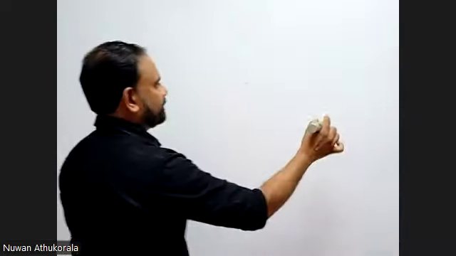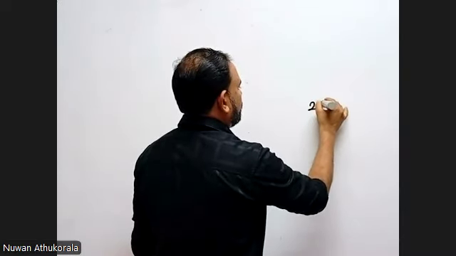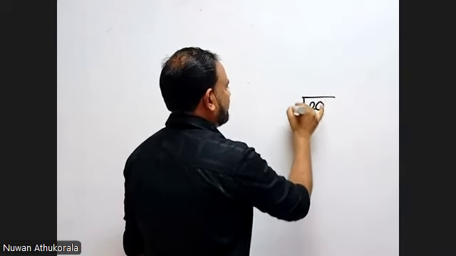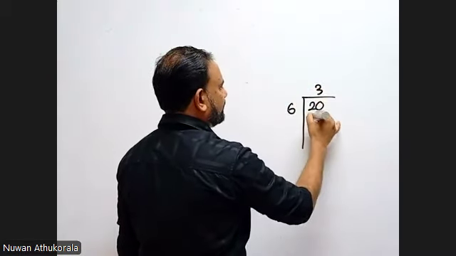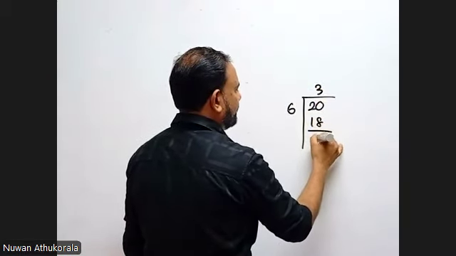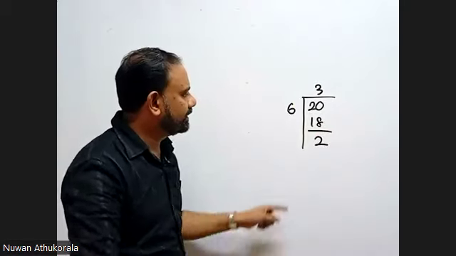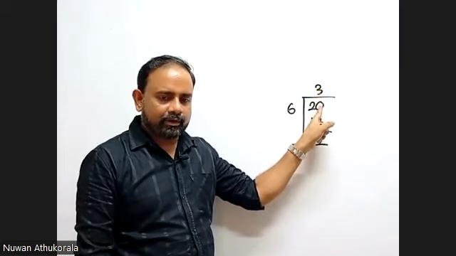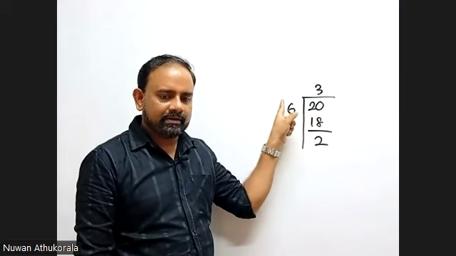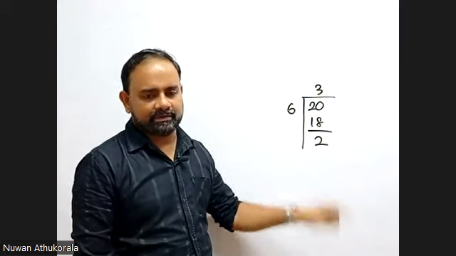Check this one. 20 is divided by 6. 3 into 6, 18, remainder is 2. We call 2 the remainder, 3 the quotient, 20 the dividend, 6 the divisor, right?